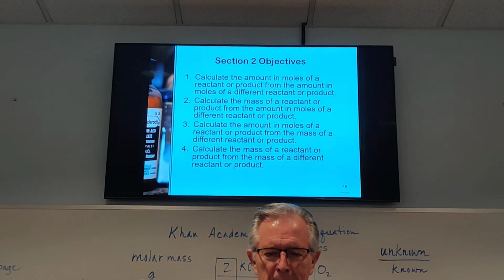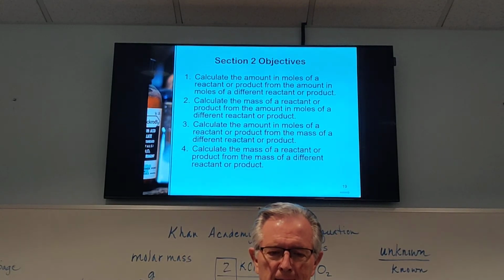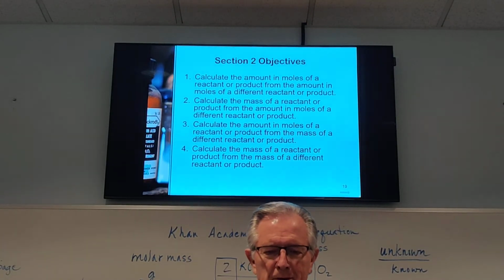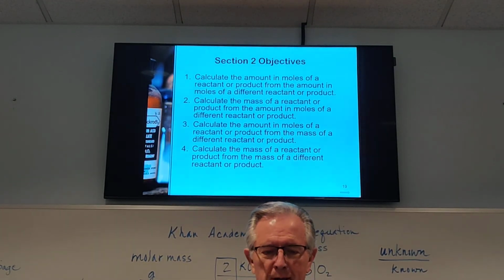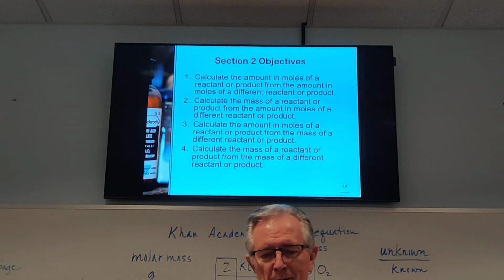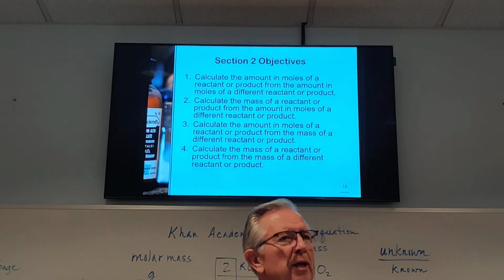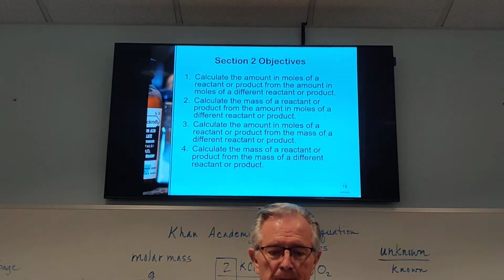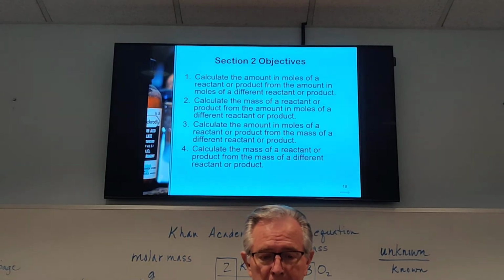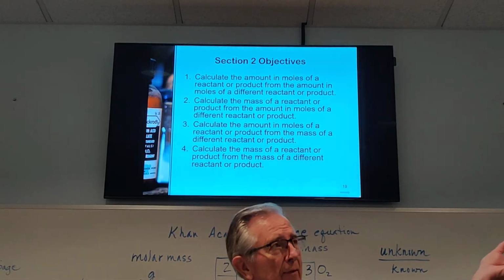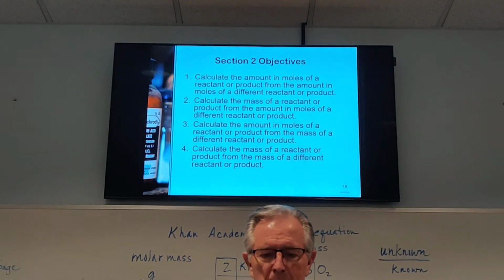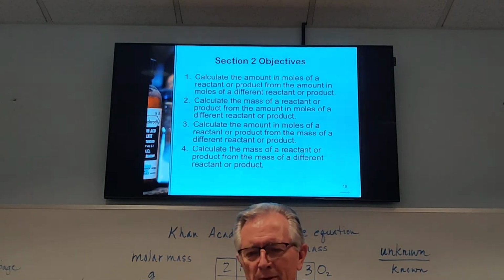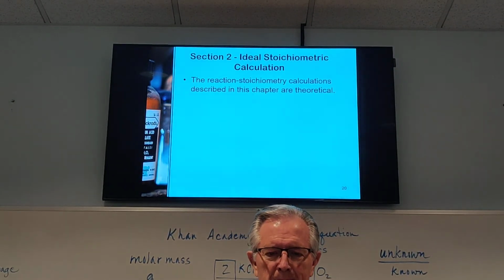The next one is calculate the mass from an amount of moles that's been given. So this is the moles of known to mass of unknown. The third one is calculate the moles of a reactant from the mass of a reactant or a product. So this is one which would be going from grams to moles. And then the last one is, if they gave you the mass of a reactant or a product, you have to find the unknown one in mass. So it's just the 4 kinds of problems is what we're going to practice in here.